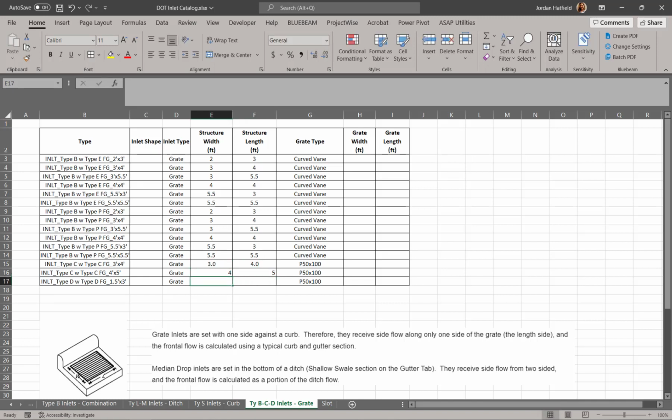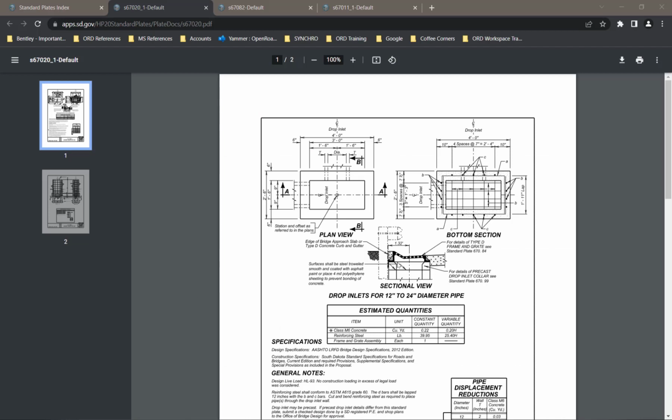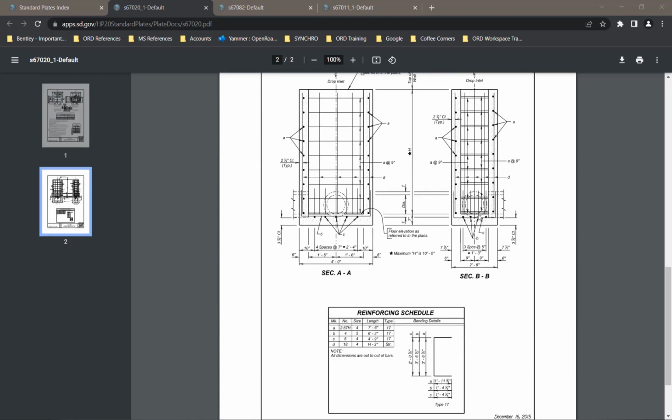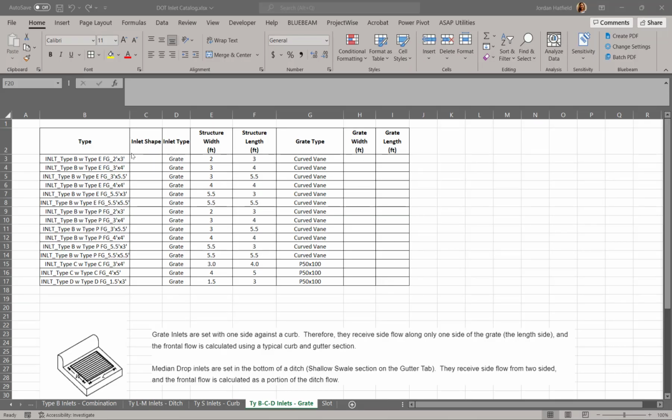And then lastly, I'll take a look at the type D. Alright, so here is my width side, so this is going to be 1.5 feet here, and then my length is going to be 3 feet. Alright, next I'll move over to my grates. So I'm going to take a look at my type E grate, which is going to be the same for all of these. And then I'll have a type P grate, C, and D.